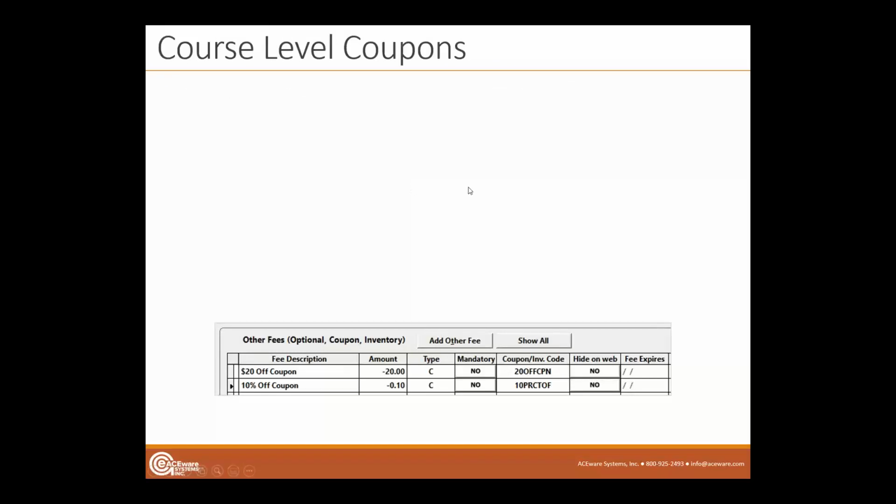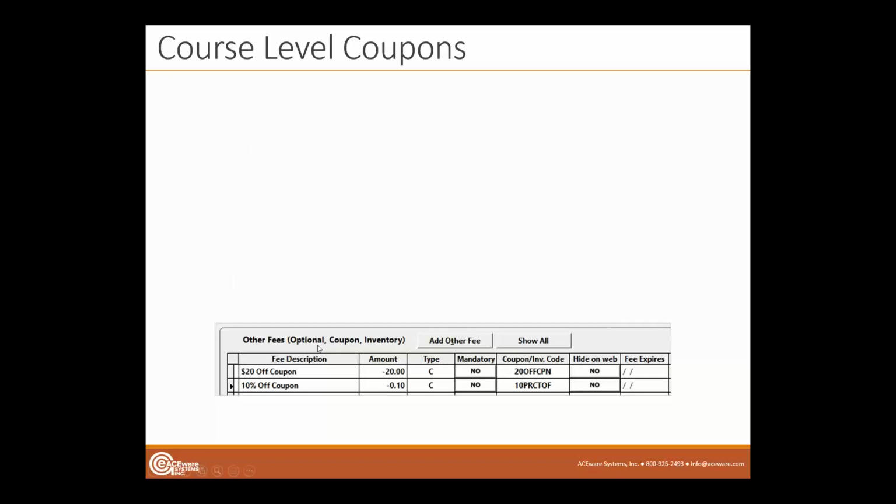Okay, so course level coupons. We showed before on the course screen, you have a fees tab. This is just the bottom portion of that fees tab where we're talking about the other fees. In this case, we're just going to talk about other fees that are going to be considered as coupons. And these are going to be individually based per class. So say you want to allow 20% or $20 off or 10% off per class, you can do that.